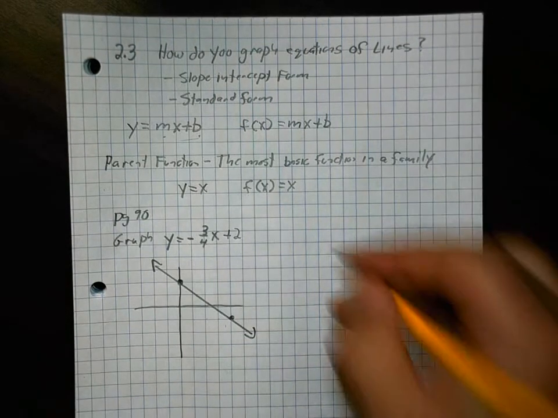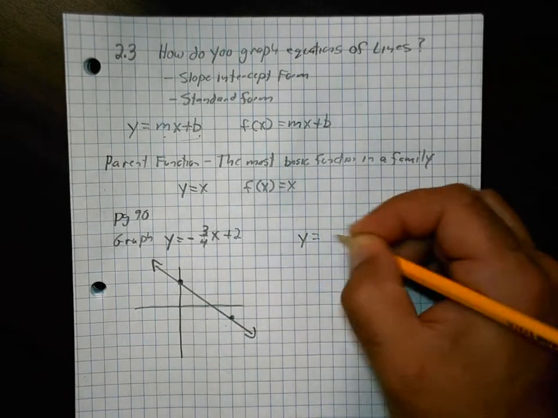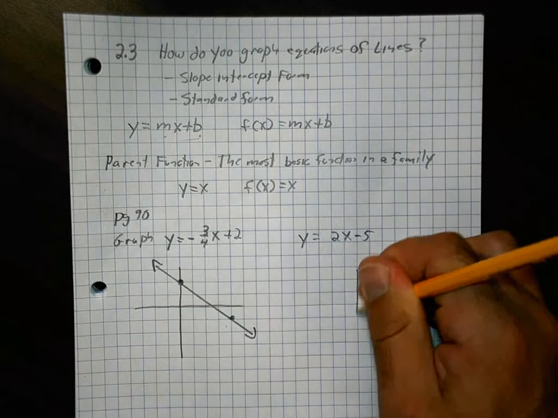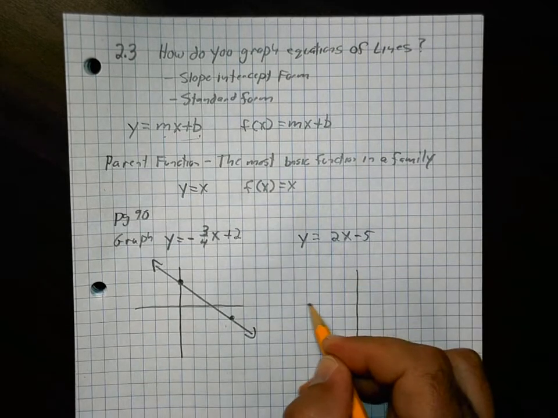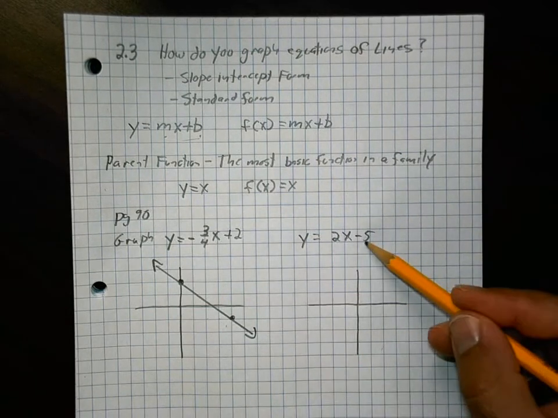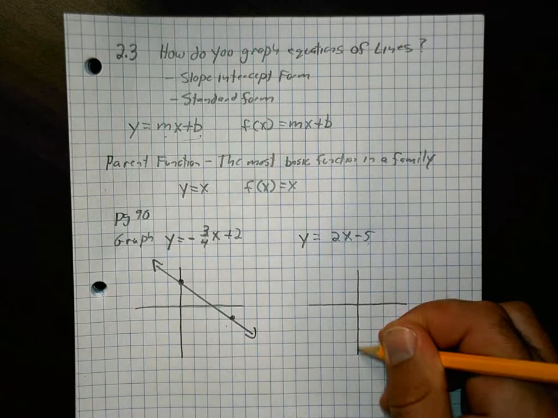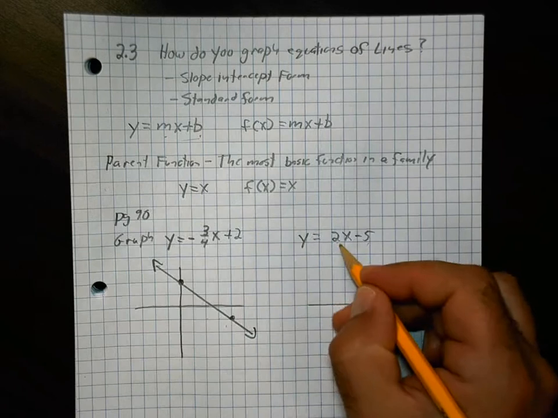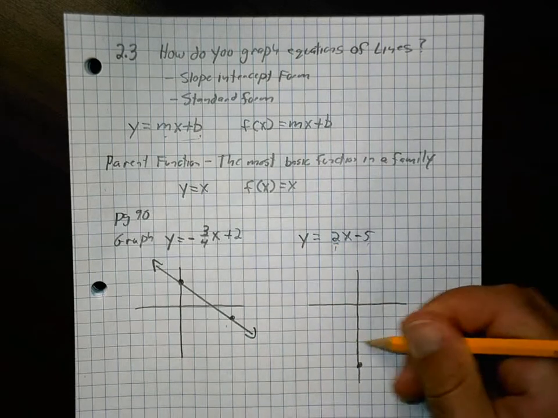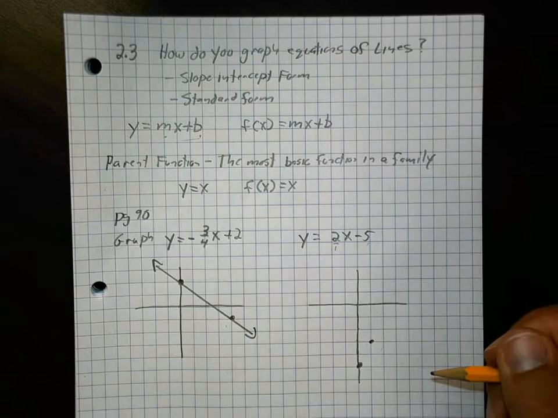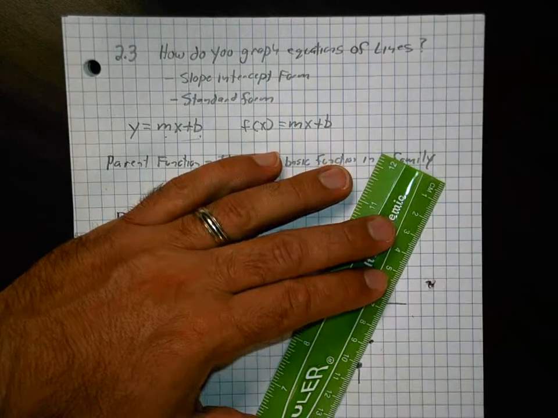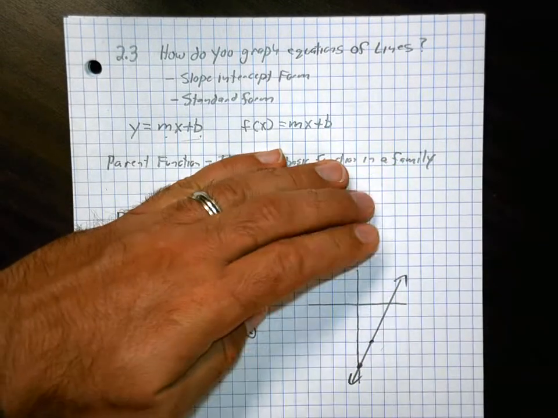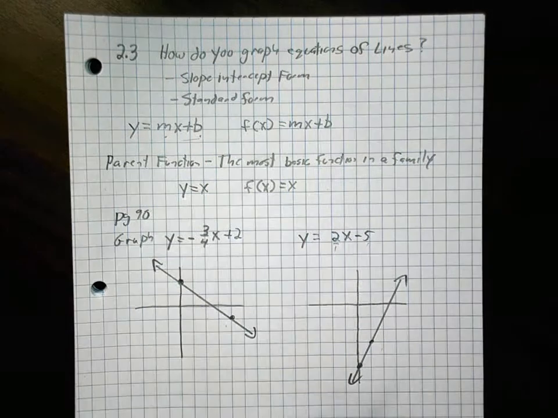Okay, let's try one more. y equals 2x minus 5. Okay, y-axis. Y-intercept is (0, negative 5). Extend this a little bit. Slope is 2, so that's the same as 2 over 1, so we go up 2 over 1. Rise over run. Collect the points. There we go. Okay, so that's how you graph if it's in slope-intercept form.